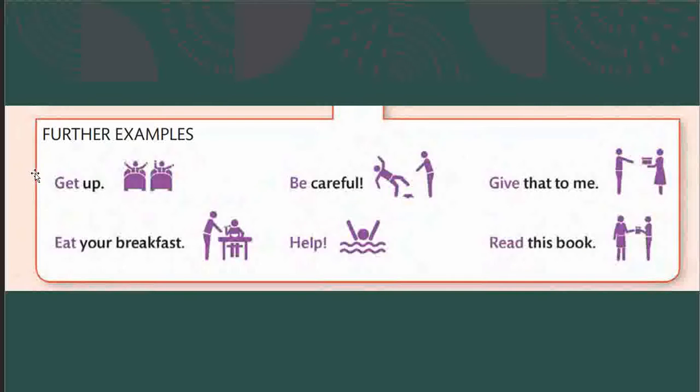Next, we have certain examples of imperatives. For example, get up. Get up is an order. Eat your breakfast. Again, it seems like an order. Be careful. It is an instruction and a warning as well. Help is a shout for help and support. This is a warning exclamation you can see. Give that to me is an order as well as an instruction. Read this book is an order and instruction. These are all examples of imperative sentences. You can make a note of it in your notebook.